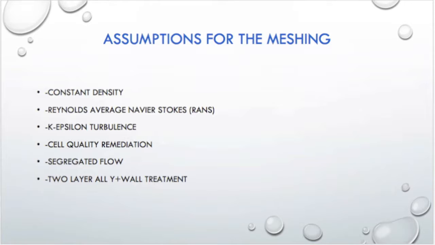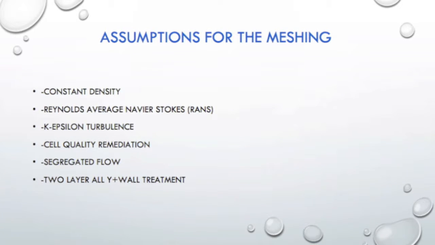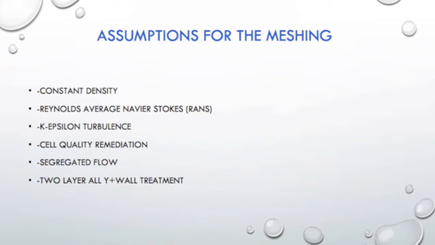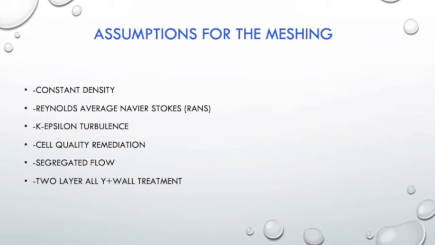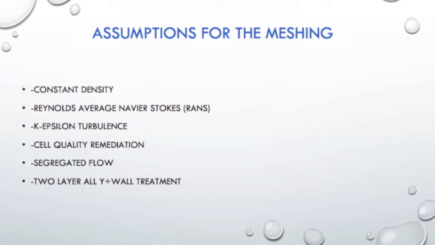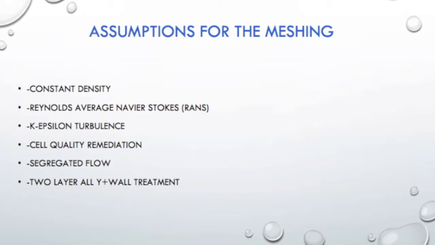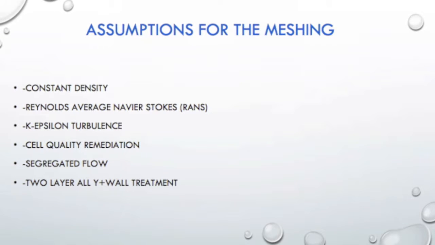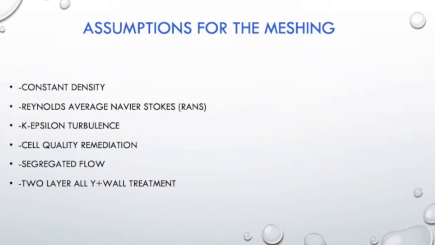After exporting our model from CAD and finishing the mesh, we made the following assumptions to start the simulation. A constant density for honey and water, RANS, K-epsilon turbulence, which is a model that helps the RANS for the equation solution, cell quality remediation that makes a better mesh quality, segregated flow which solves the equations one by one, and two-layer all y+ wall treatment, where areas near the wall are corrected.